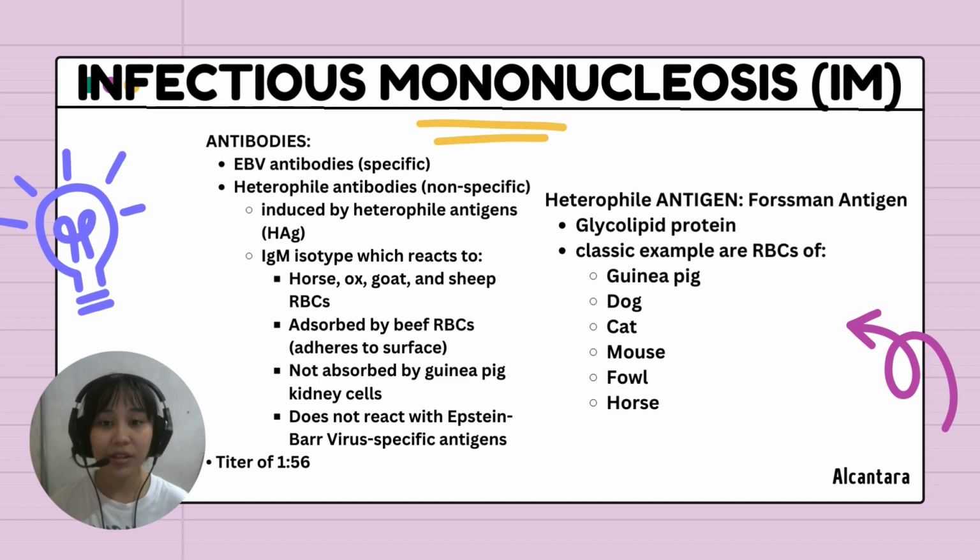This antigen is located on the red blood cell surface of several species, including guinea pigs, dogs, cats, mice, fowl, and horses. Antibodies that are produced against Forssman antigens possess the capability to agglutinate sheep red blood cells. These antibodies are present in both normal serum and serum sickness.